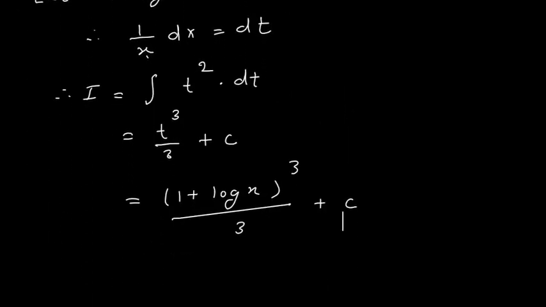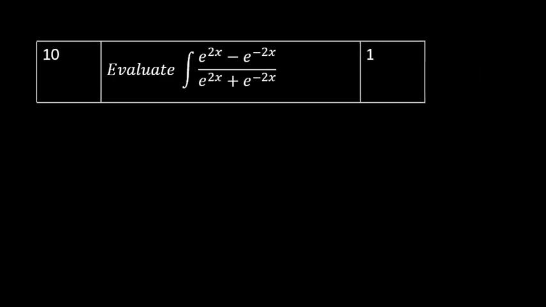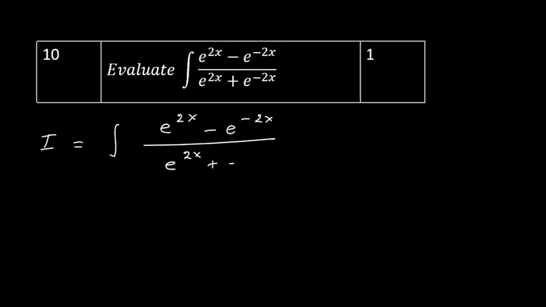And finally let us see the 10th problem. I is equal to the integration of e power 2x minus e power minus 2x, whole divided by e power 2x plus e power minus 2x, dx. In this kind of problem always see whether the derivative of the denominator is present. The derivative of e power 2x is 2 into e power 2x and of e power minus 2x is minus 2 into e power minus 2x. So almost the derivative is there.